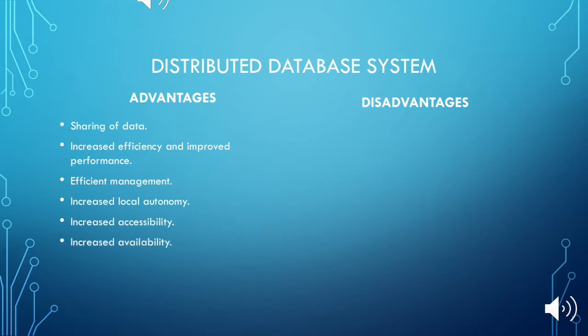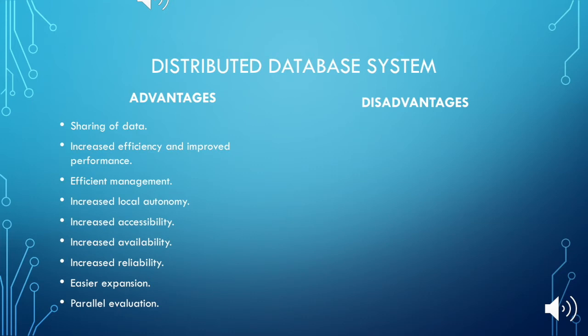Increased availability, in which if one site fails, the remaining sites may be able to continue operating. Increased reliability due to greater accessibility. Easier expansion with the growth of the organization in terms of adding more data, increasing database sites, or adding more CPUs. Parallel evaluation by subdividing a query into subqueries involving data from several sites.